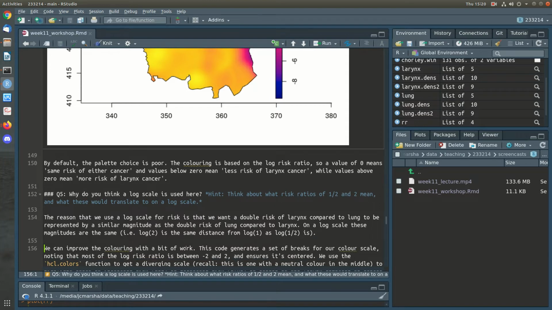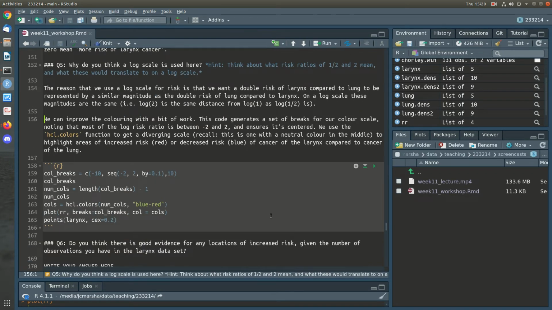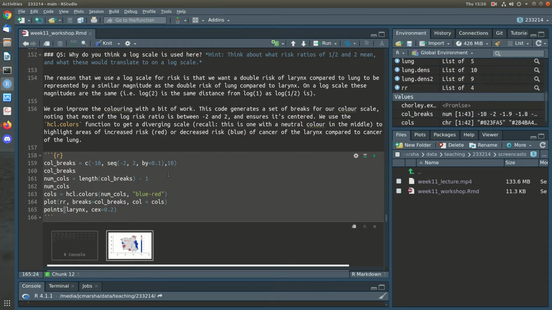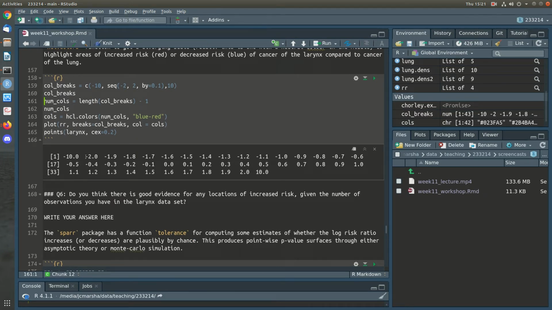Okay. So we can improve the colouring here with a bit of work. Essentially what we want to do is split up this colour scale. We want to specify the colour scale ourselves, and we can do this with this code down here. So let's have a look and see what this is doing. It's a little bit of work. Essentially we want to give a range of values for which we want colours. So if you have a look at colour breaks, we've got -2 through to 2 separated by 0.1, right?